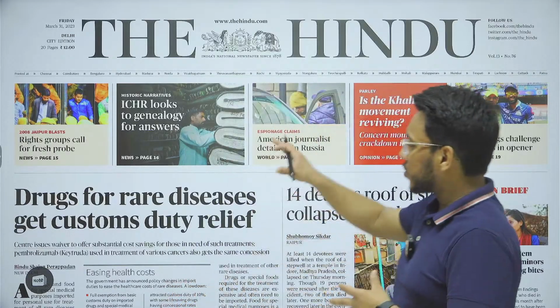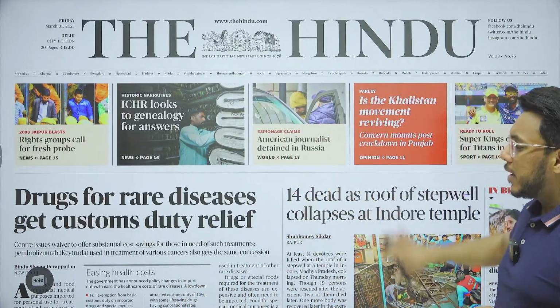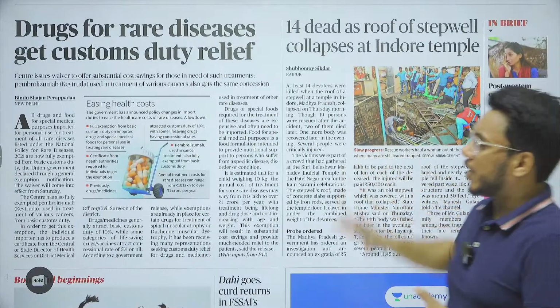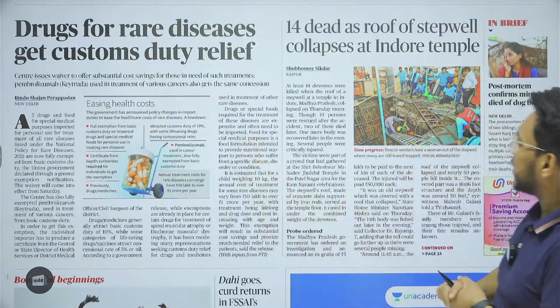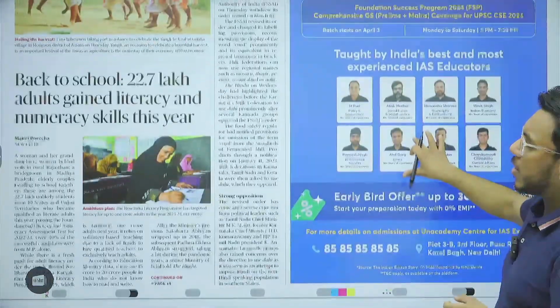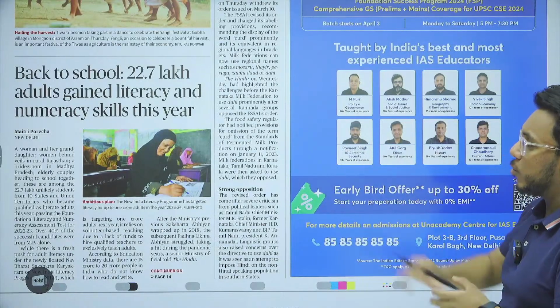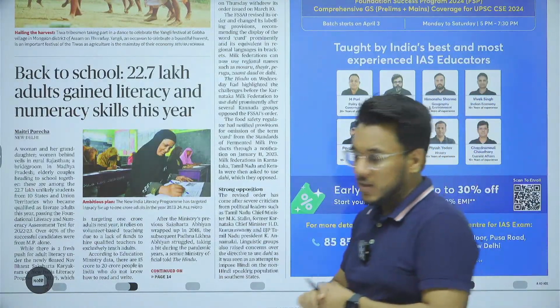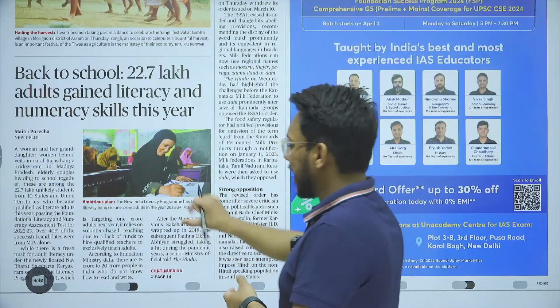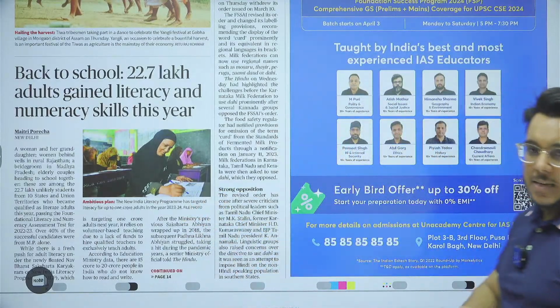Now starting up, first of all, let's see the overview of the newspaper. The first article is on a drug for a rare disease. We'll see what this article is talking about. Then further moving on, "Back to schools, 2.7 lakh adults gain literacy, numeracy skills." We'll see this particular article, as in what is the New India Literacy Program.